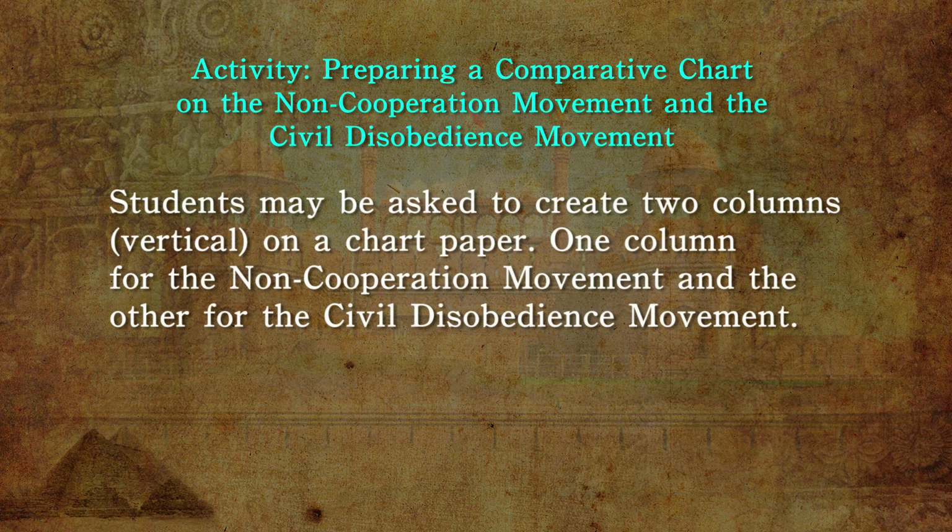Students may be asked to create two vertical columns on a chart paper, one column for the non-cooperation movement and the other for the civil disobedience movement. Each column may highlight significant developments and pattern of protest, participation of different sections of society including women, methods adopted, names of leaders, effects of protest, spread of the movement, and whether the movement had the desired effect.